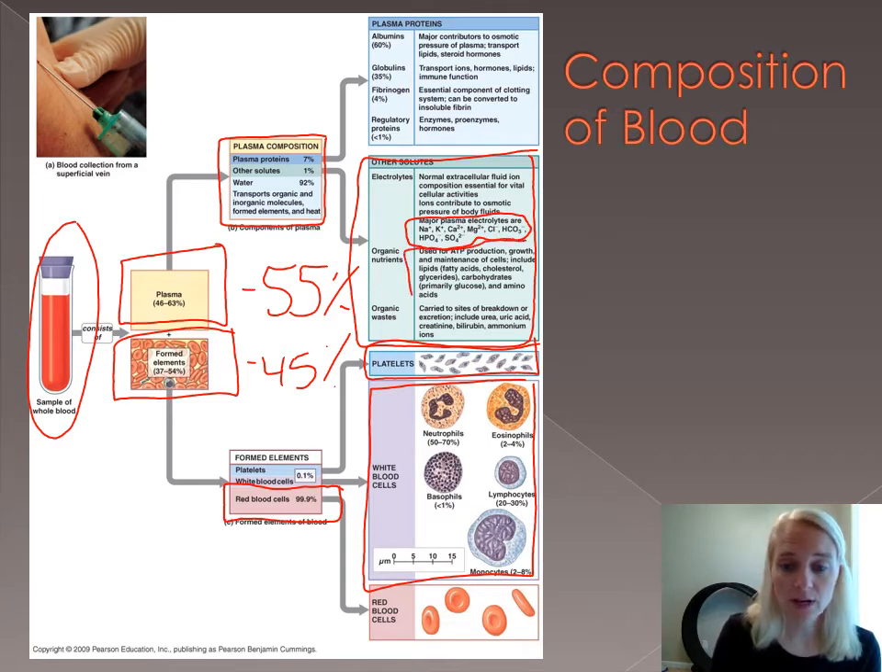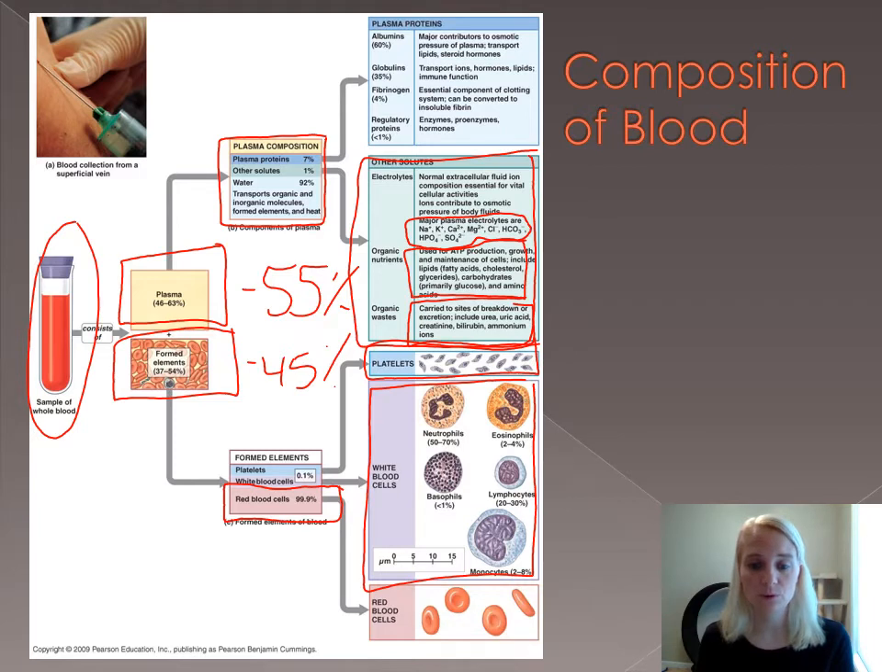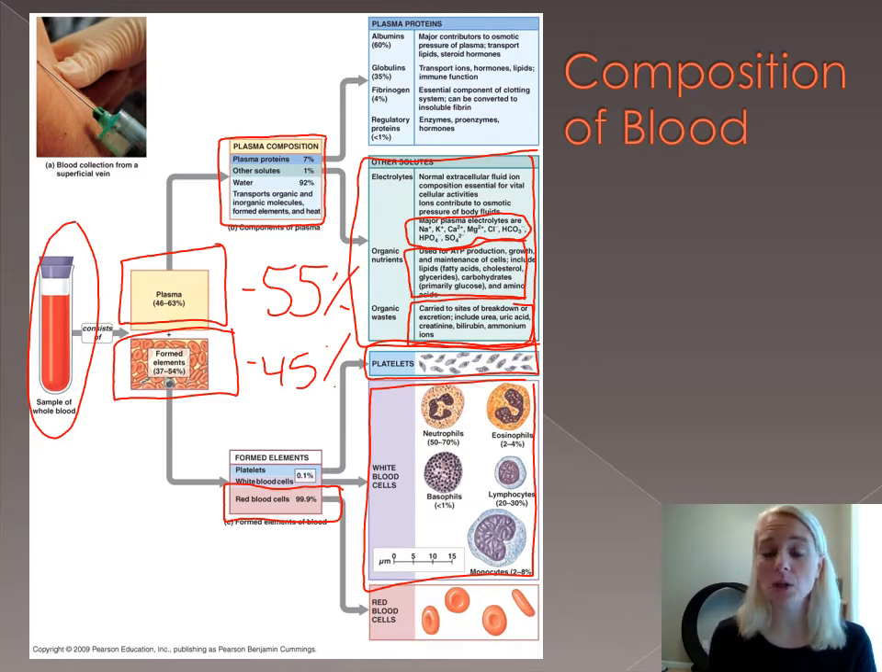Nutrients, what you get out of food. So think sugars, fats, proteins, which are broken down into monosaccharides, fatty acids, amino acids, all of those types of things. And then waste products. What happens when we digest and catabolize all of those nutrients? We get waste products like urea, uric acid, creatinine, bilirubin, and ammonia ions. So those are the three things of this small little 1% of these other solutes.